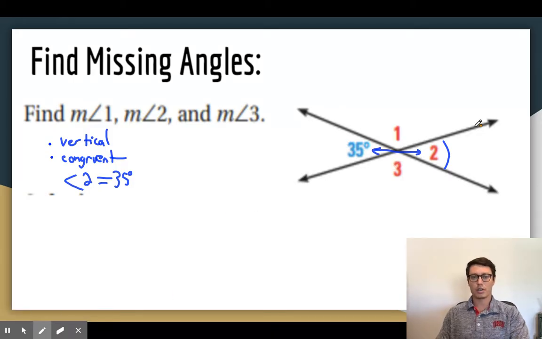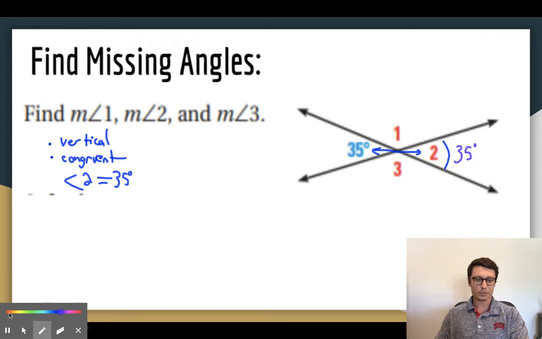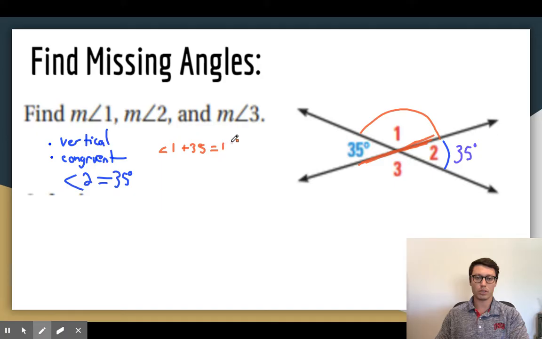Okay, if we take another color, let's label this. This is 35 degrees. Now if we look at angle 1 here, let me erase this blue line. Now we see that we have a linear pair, or supplementary angles. This angle 1 plus angle 35 has to equal 180 degrees. So angle 1 plus 35 has to equal 180. The way that we find the measure of angle 1 is subtract 35. Those cancel, and we get angle 1 is equal to 180 minus 35, which comes out to 145 degrees.